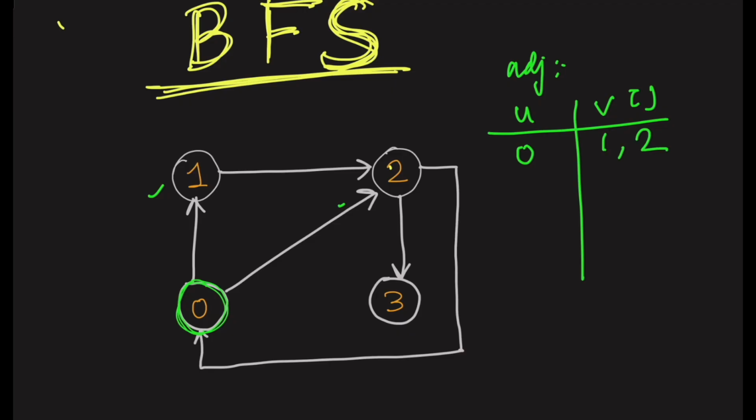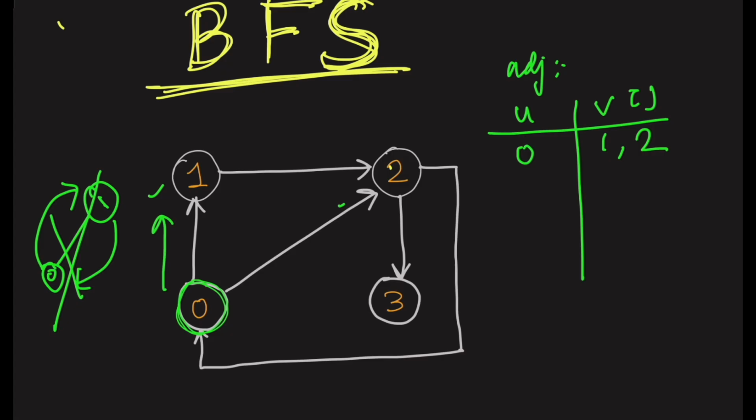If the arrow is not present, then it means it's an undirected graph, and we need to take both ways. Like if 0 is going to 1 in an undirected graph, it means 0 is going to 1 and 1 is also going to 0. But in our case it is a directed graph, so we take only one way. From 0 we can go to 1 and 2, so I have written it like that.